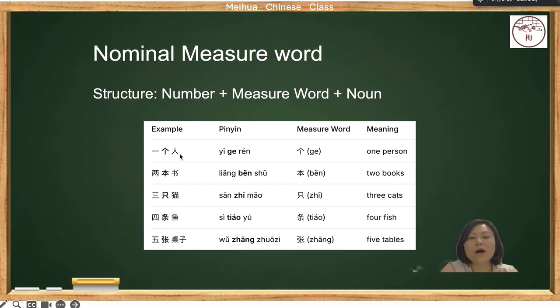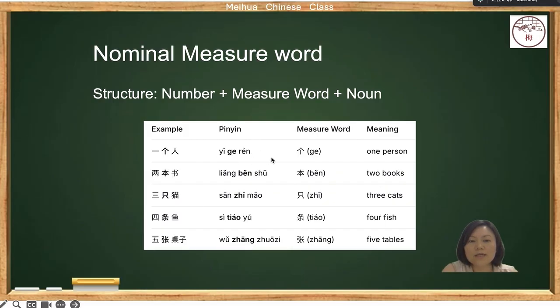For example, 一个人. It has three parts, right? Always the first part is about number. The second part is the measure word. The third part, whether it's a single character or two characters, is about the object, the noun. 一个人 means one person. Here, the middle part, 个, is the measure word.